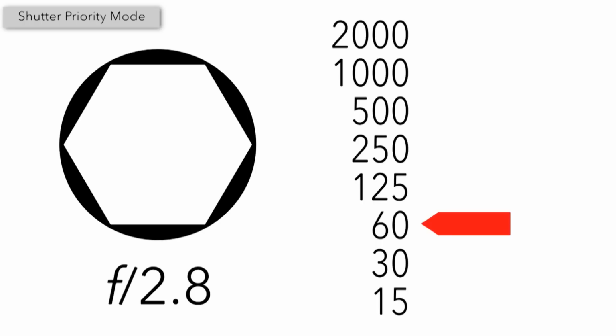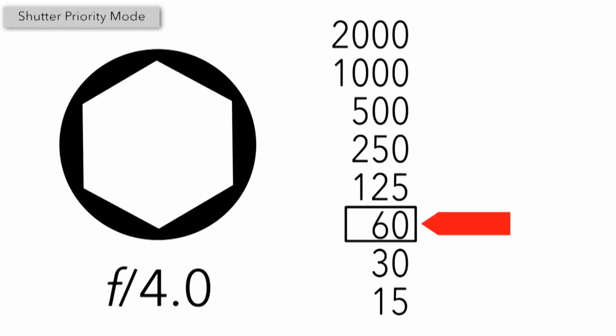Our first properly exposed image will be made at 1/60th of a second at f2.8. Our second underexposed image will be made at 1/60th of a second at f4. But we'll run into issues on our third overexposed image.